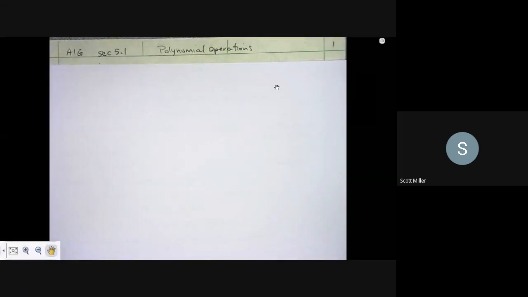Okay, today we're going to look at section 5.1, polynomial operations. This is where we're going to learn to add, subtract, multiply, and divide polynomials. So what is a polynomial? Let's start there. So here are the things we need to know about a polynomial.